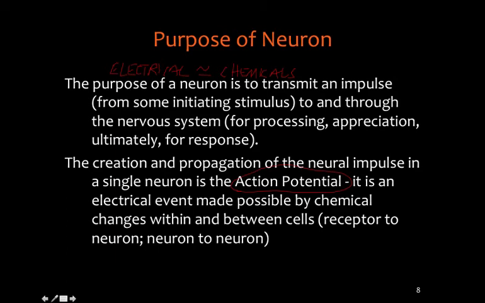That's what any individual neuron does: it creates and transmits a nerve impulse called an action potential. And as I mentioned in class, another name for a potential is voltage. So a voltage is just an electrical spark, an electrical impulse, and that electrical impulse is possible because there are chemical changes occurring between cells.